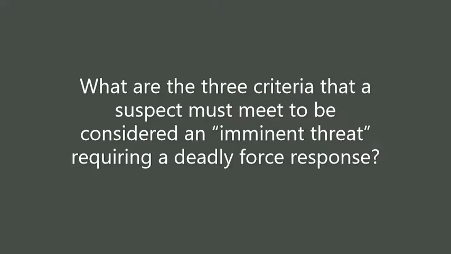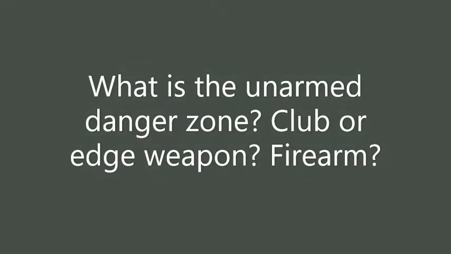What are the 3 criteria that a suspect must meet to be considered an imminent threat requiring a deadly force response? Intent, a weapon, and a delivery system. What is the unarmed danger zone? Less than 10 feet. What is the club or edge weapon danger zone? Any distance where the officer reasonably perceives an imminent threat of death or great bodily harm. What is the firearm danger zone? In the line of sight, unbroken by cover.